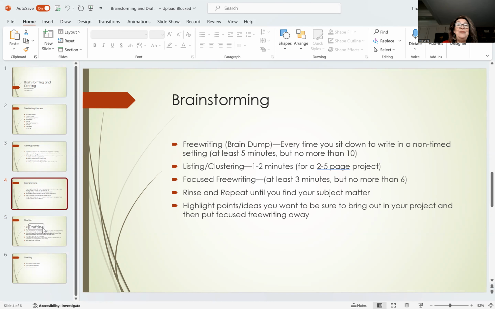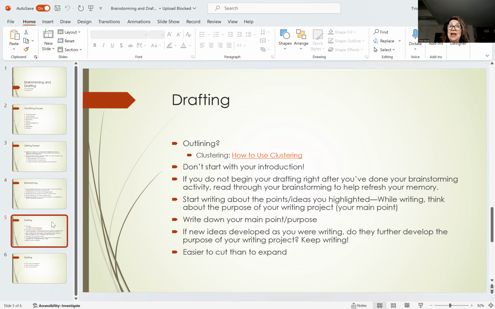Now, that assumes that you're going to start drafting right after you finish brainstorming. And hopefully that is what you can do, right? I highly encourage that is the process that you use, that when you sit down to do brainstorming, you allow yourself enough time to do brainstorming and to at least put together an initial draft.